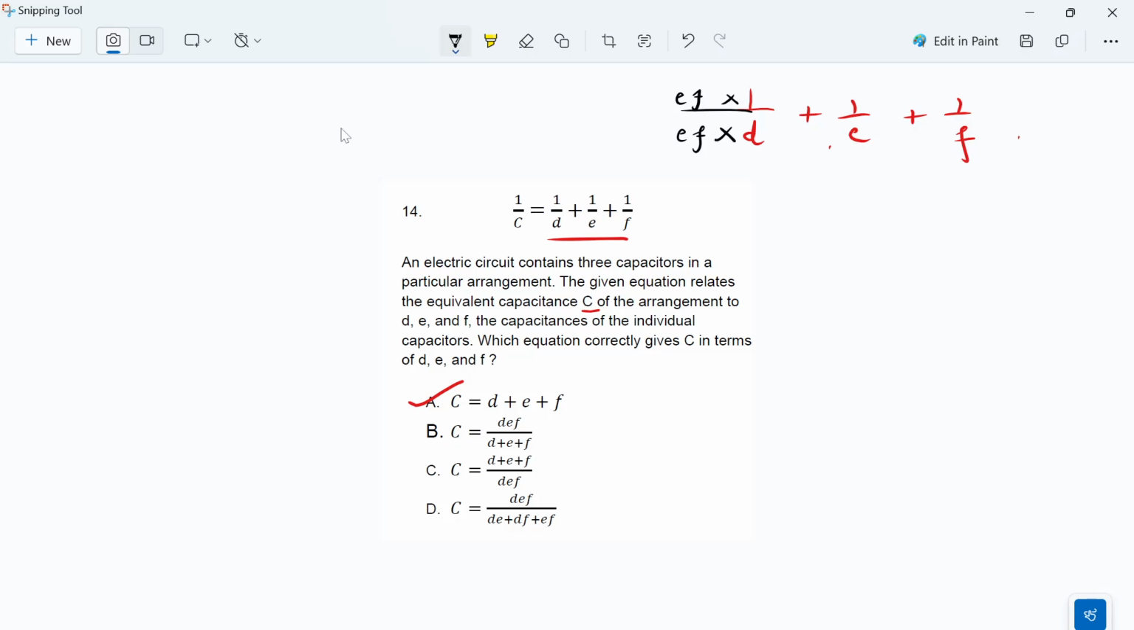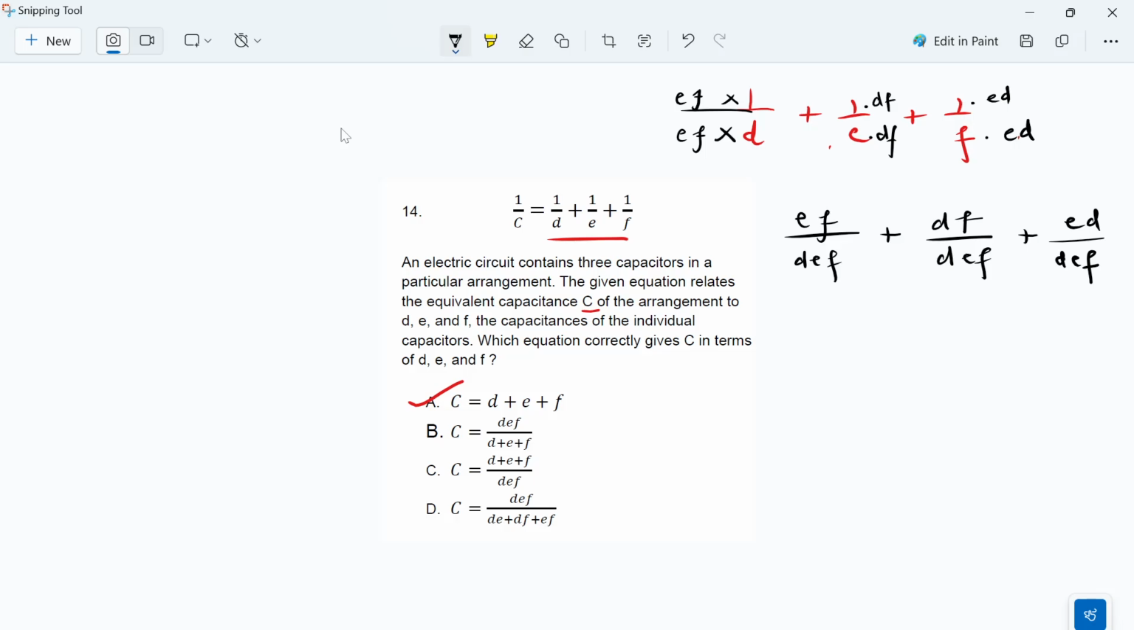If I want to make the denominator of the second term DEF, we already have E, so I'm going to multiply it by D and F, and the same with the numerator. In the third term, F is present, E and D are missing, so we multiply it by E and D, and the same with the numerator. So now we get EF over DEF plus DF over DEF plus ED over DEF.